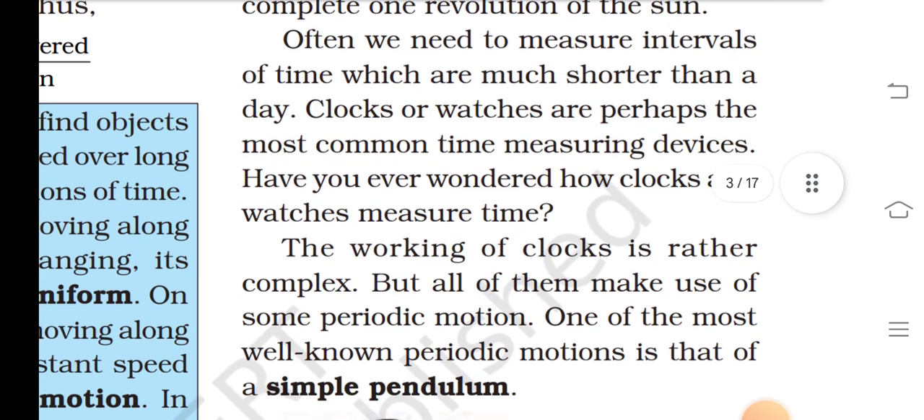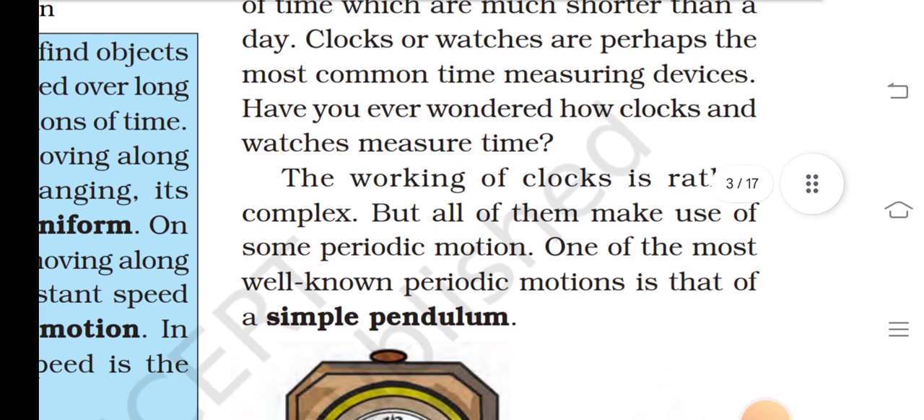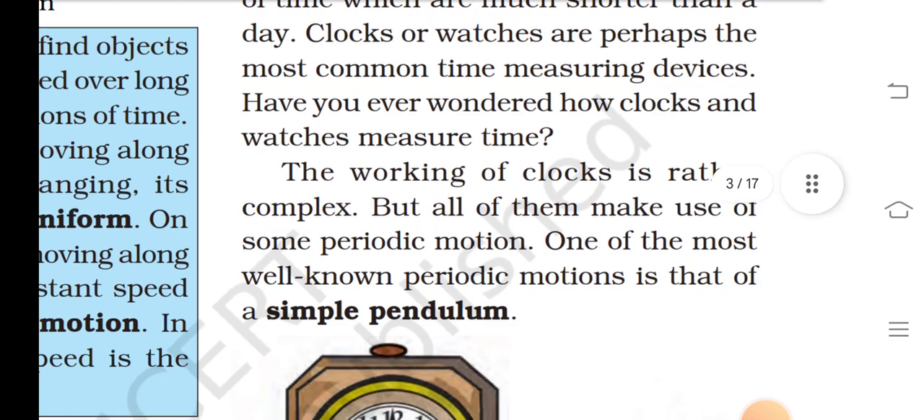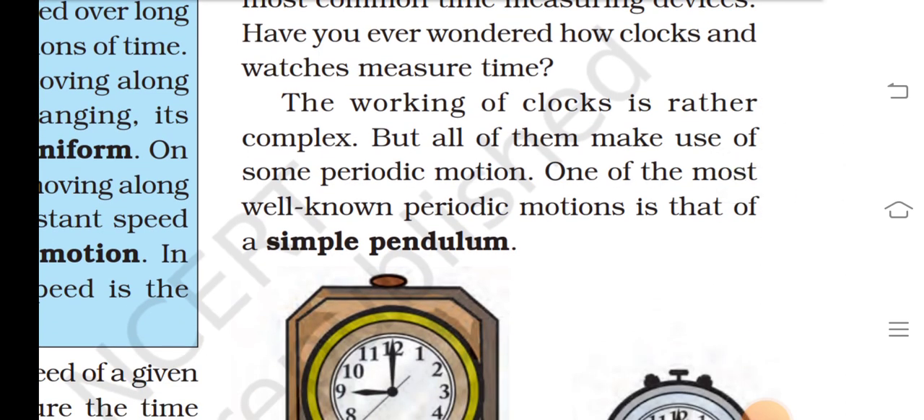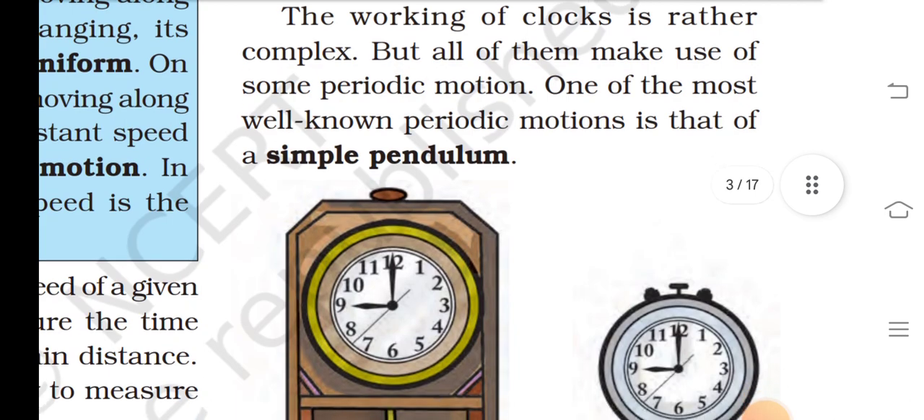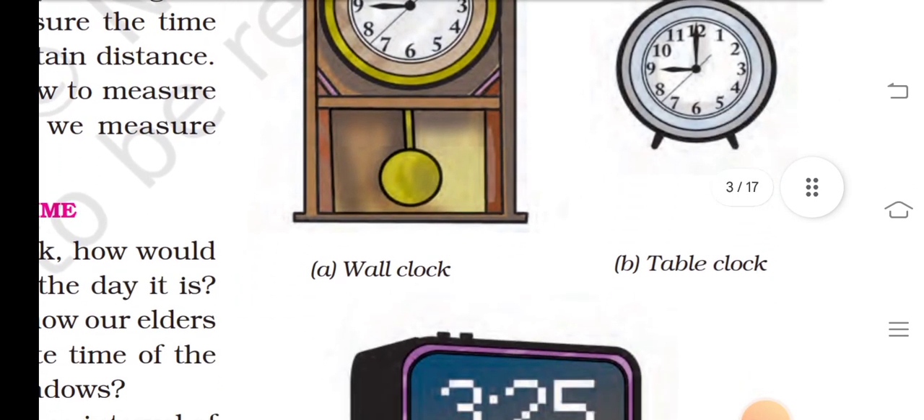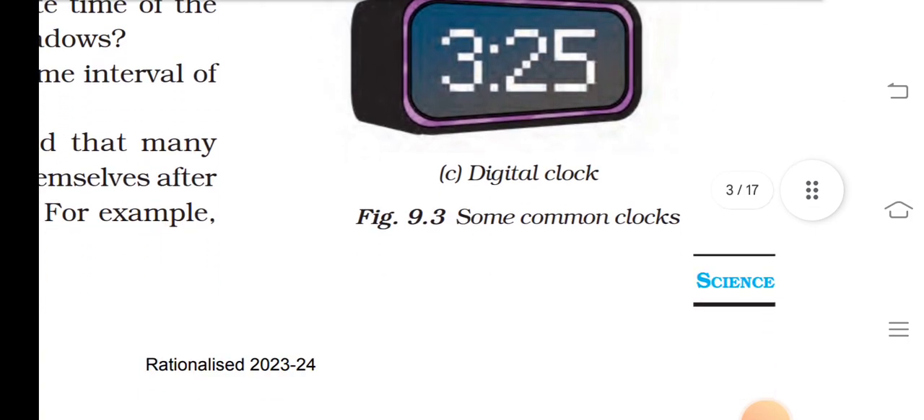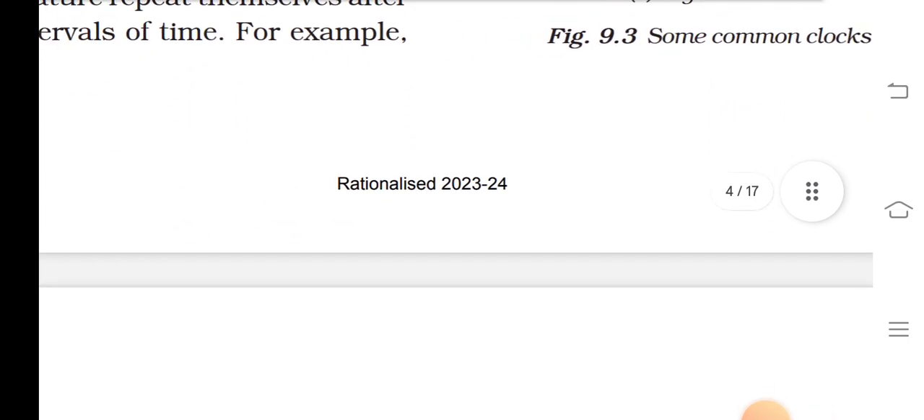Often we need to measure intervals of time which are much shorter than a day. Clocks or watches are perhaps the most common time measuring devices. Have you ever wondered how clocks and watches measure time? The working of clocks is rather complex, but all of them make use of some periodic motion. One of the most well-known periodic motions is that of a simple pendulum. Wall clock, table clock, some common clocks.